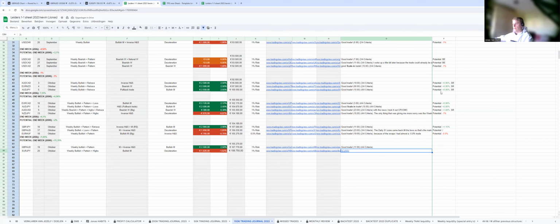So was it a good trade? Actually, it could be a good trade, but the fib wasn't tapped. So actually, it's not a good trade. So actually, a trading error. You can see it as a trading error.